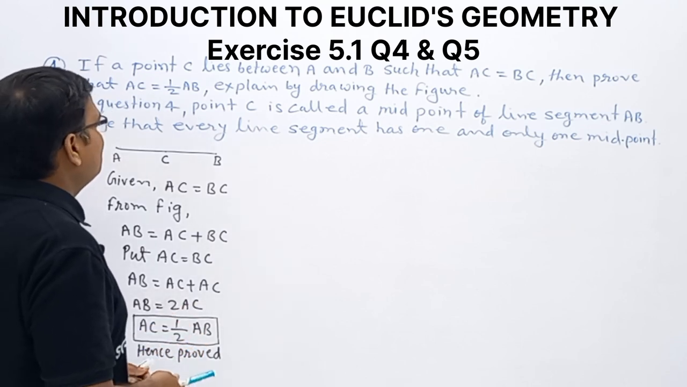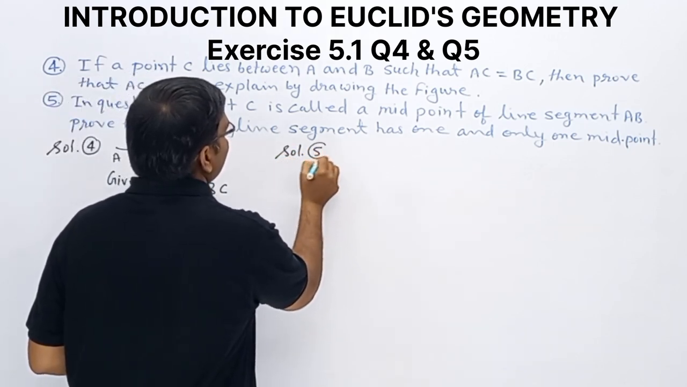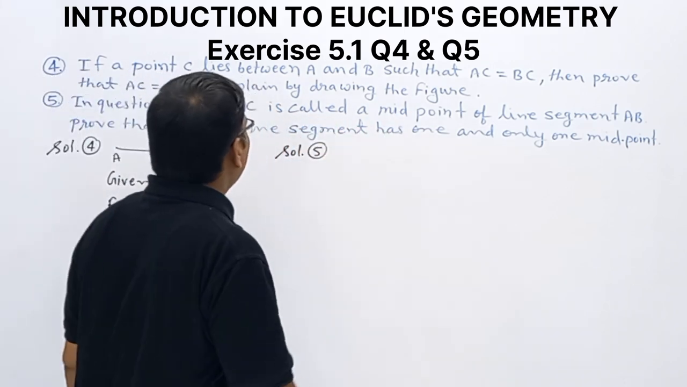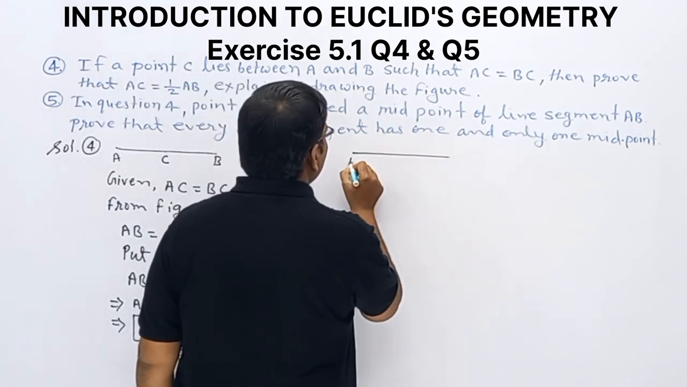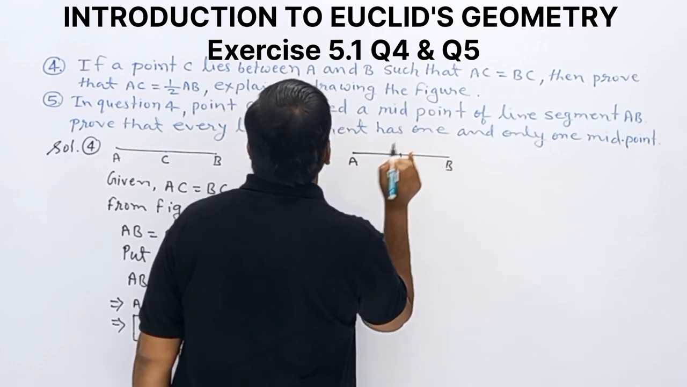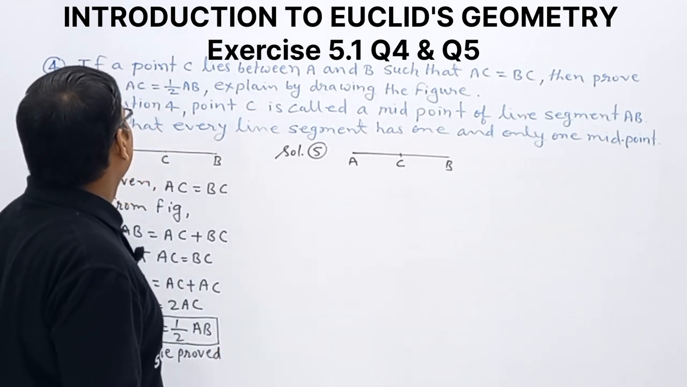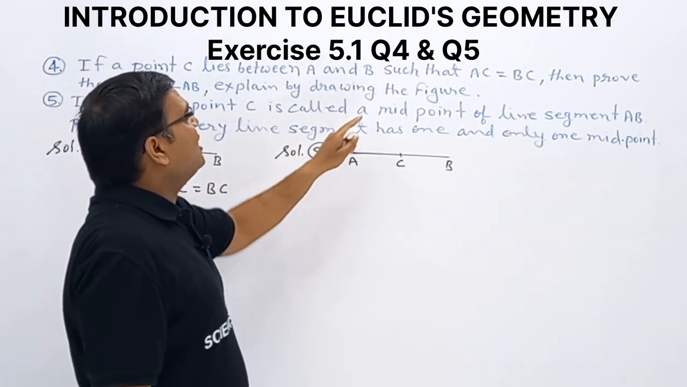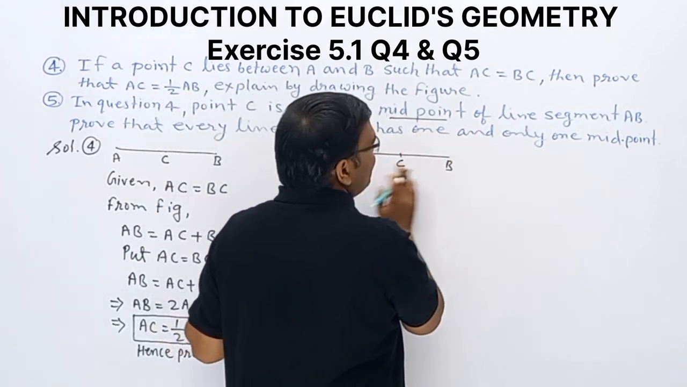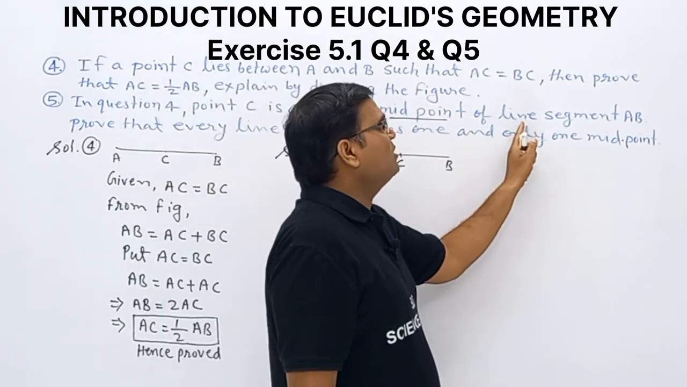Now next, question number 5. What about the solution of question number 5? In question 4, we have 2 points A and B. In between we have 1 point C, and AC equal to BC. In question 4, point C is called a midpoint of the line segment. A line segment has 2 endpoints, and this line has 2 endpoints, so it is a line segment.